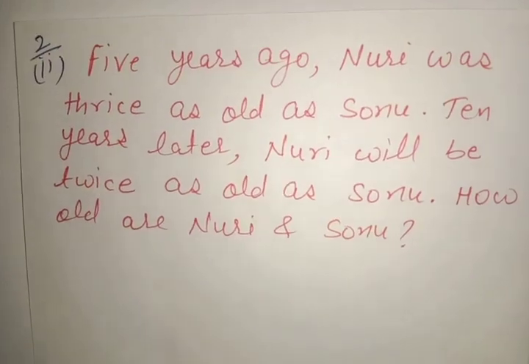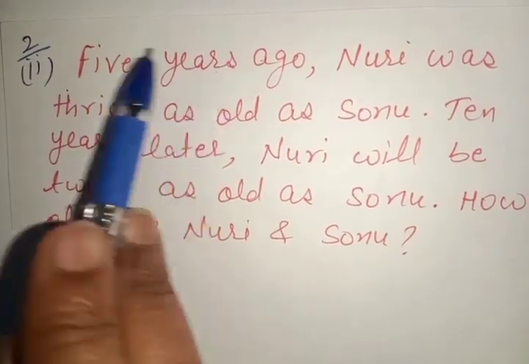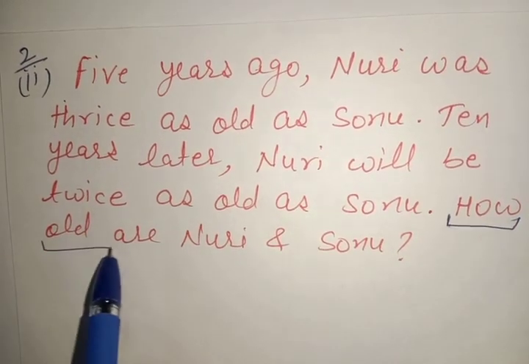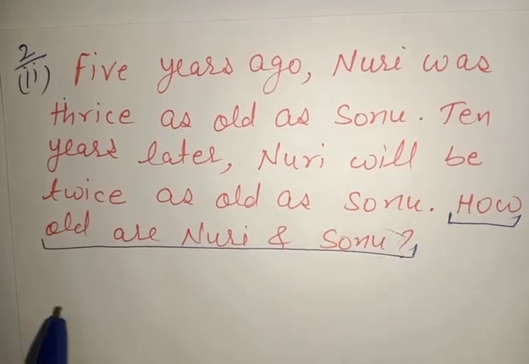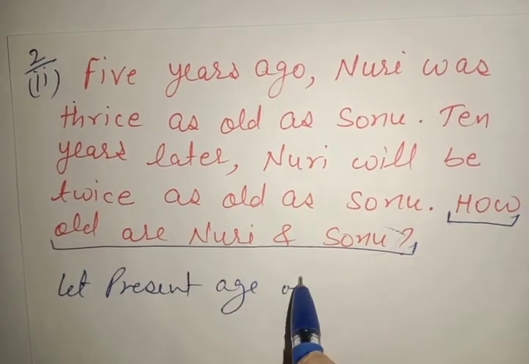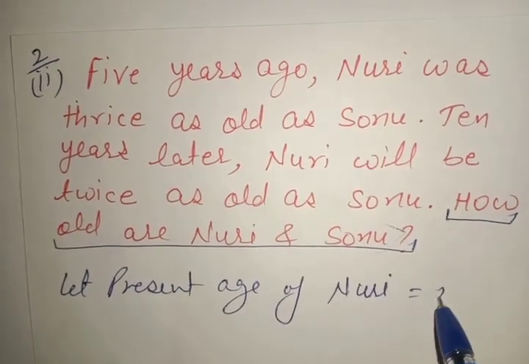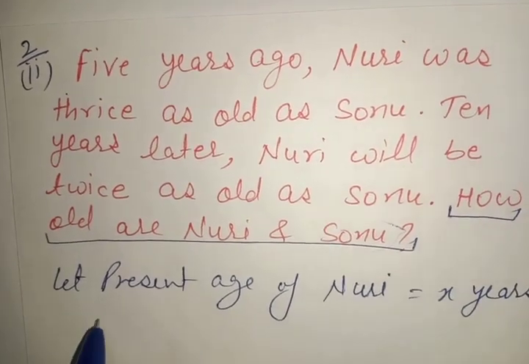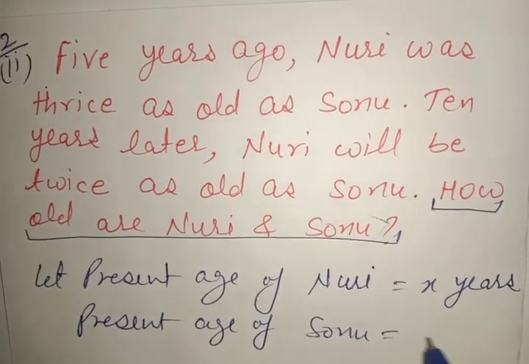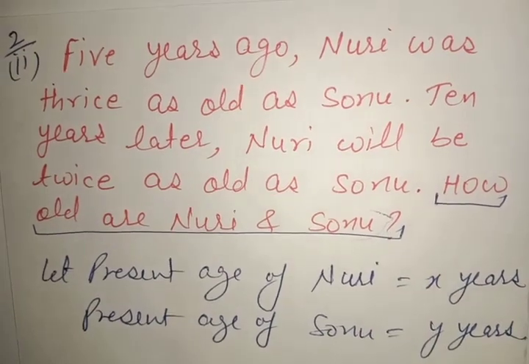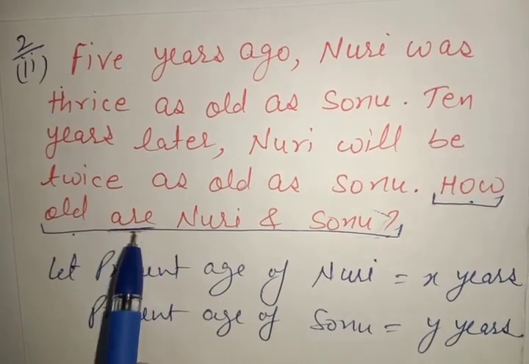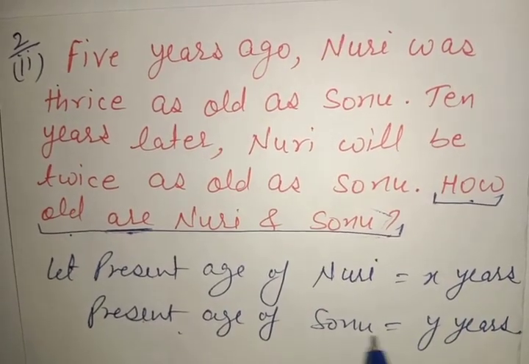Now second part, we move on. 5 years ago, first of all we'll read the question later on. First read this last line. How old are Noori and Sonu? There are two persons, so we'll suppose let present age of Noori is x years and present age of Sonu is y years, because it is written how old are Noori and Sonu, meaning they are asking present age. So present age of Noori and present age of Sonu.